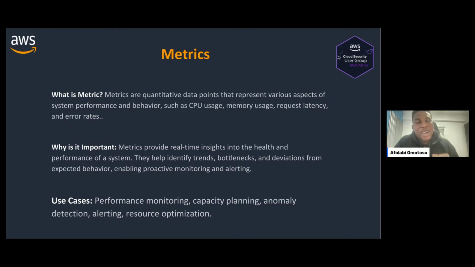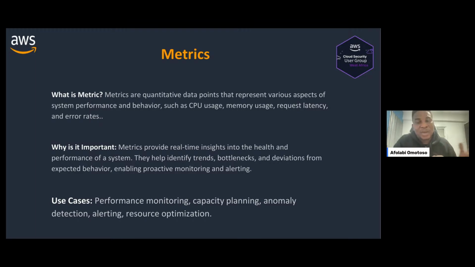Then metrics. In most cases, we think logs and metrics are the same thing, but they are not. Logs and metrics are different. Logs are important, but metrics actually rely on logs to work in a kind of way. So metrics give us the quantitative data points that represent the various aspects of our system performance and behavior.